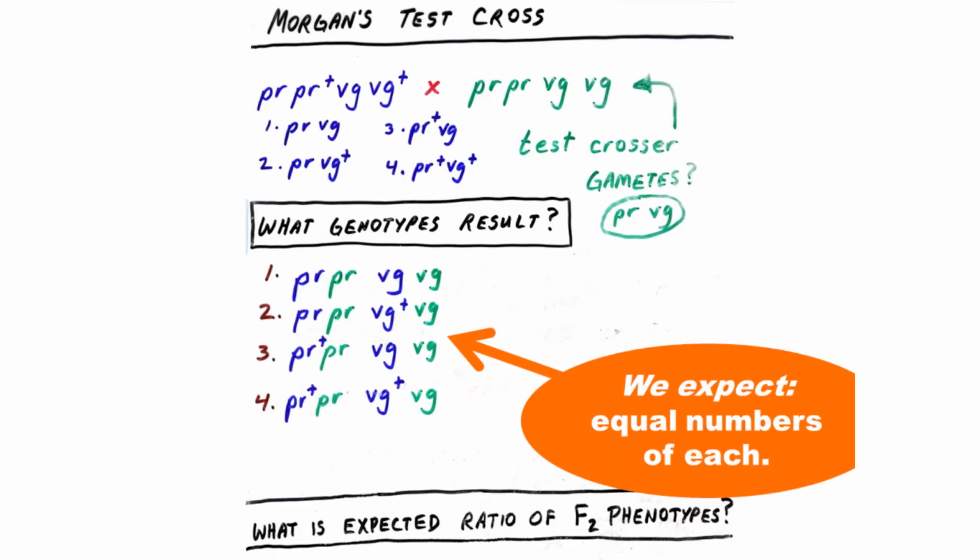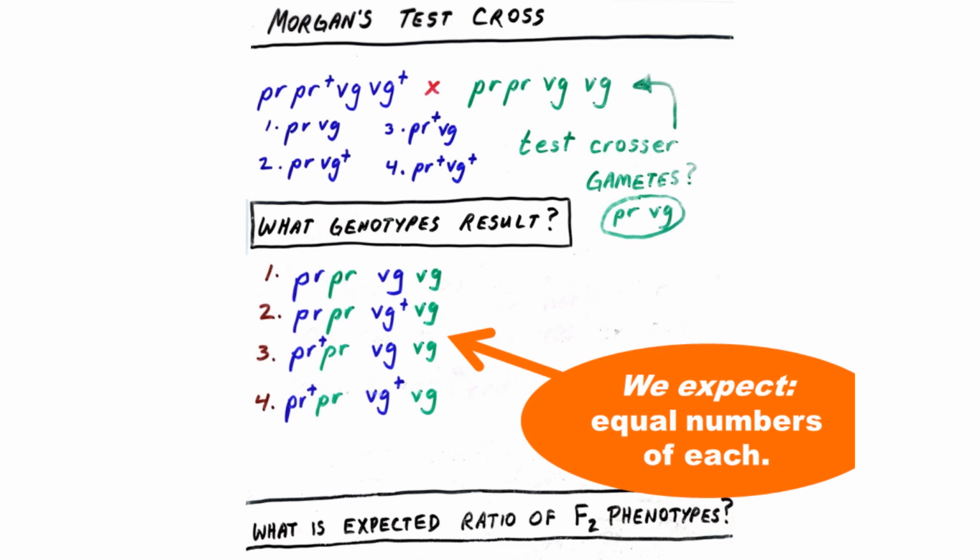So this is a take-home message. This is important. If you test cross the F1 offspring of a dihybrid cross, dihybrid meaning they're doubly heterozygous, it's going to show us the proportion of each gamete they're producing. Now let me go back for a second. When we look at what these offspring look like, if they show purple, it means that they got a PR from the F1 because they always get a PR from the test crosser.